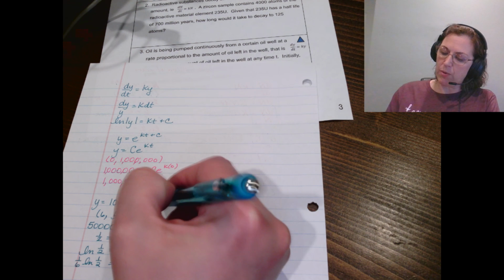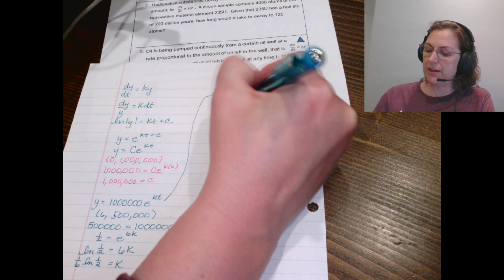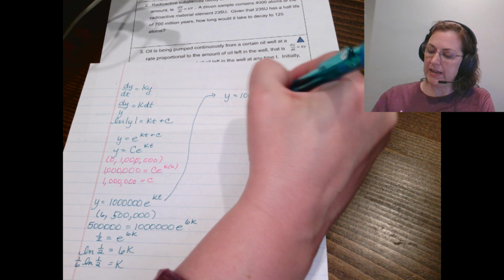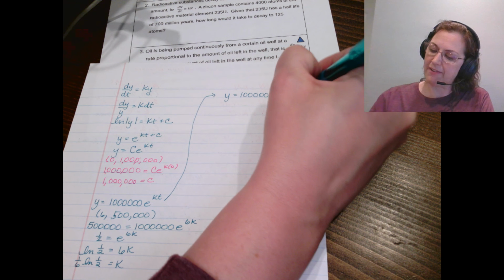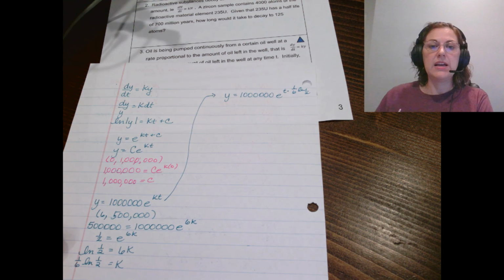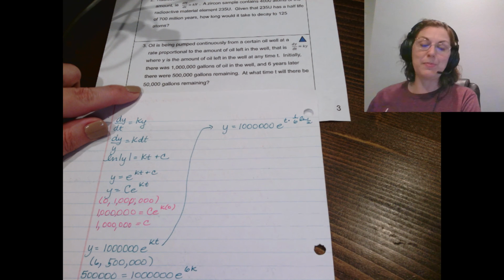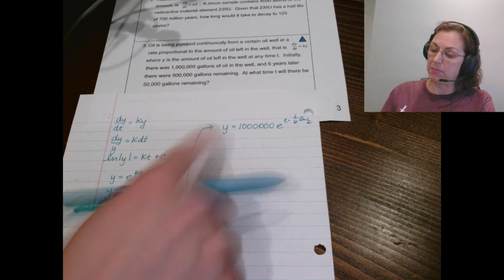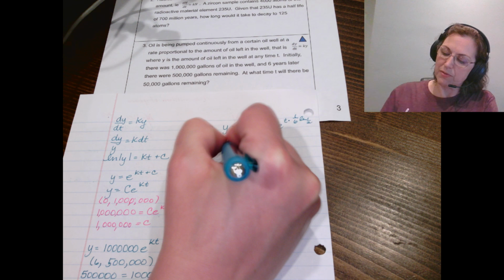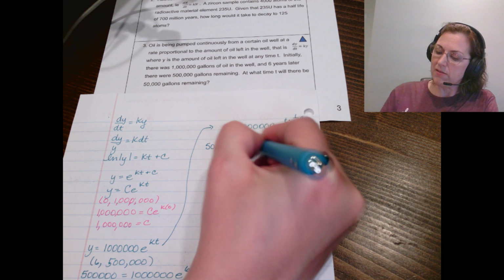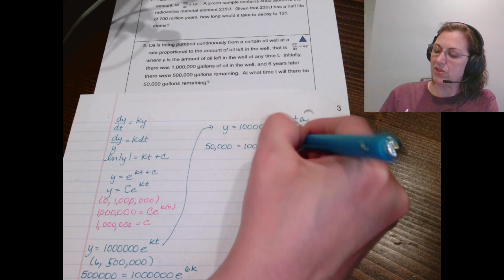Now we'll take our equation and put our k in there. We've got 1,000,000 e to the t times 1/6 ln of a half. And then we need to answer the question now that we have the equation. When will there be 50,000 gallons left? So I'm going to put in 50,000 for my y here, and then I'm going to solve.